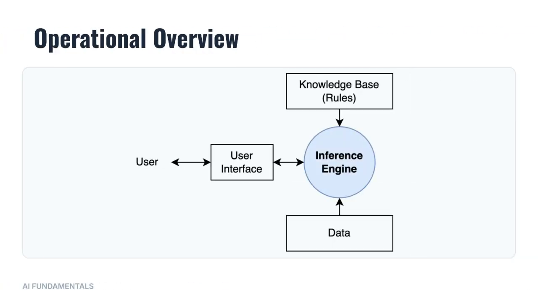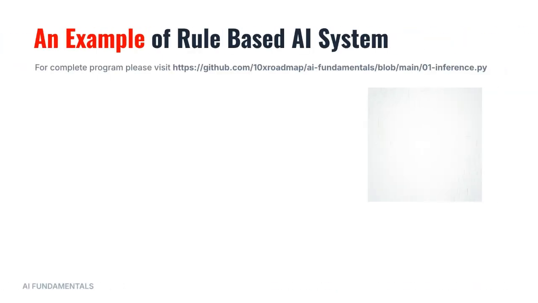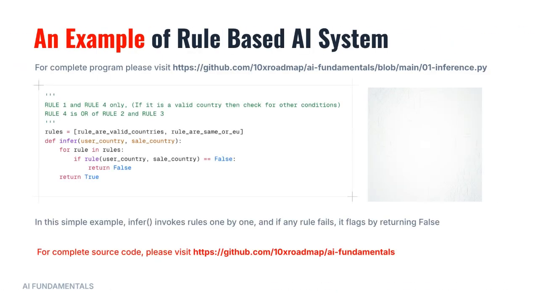This diagram provides an operational overview of a rule-based expert system. The inference engine uses the knowledge base and data to generate decisions that are communicated to the user via the user interface. Here's a simple example of a rule-based AI system. The infer function checks rules sequentially, returning false if any rule fails. The complete source code is available on GitHub.